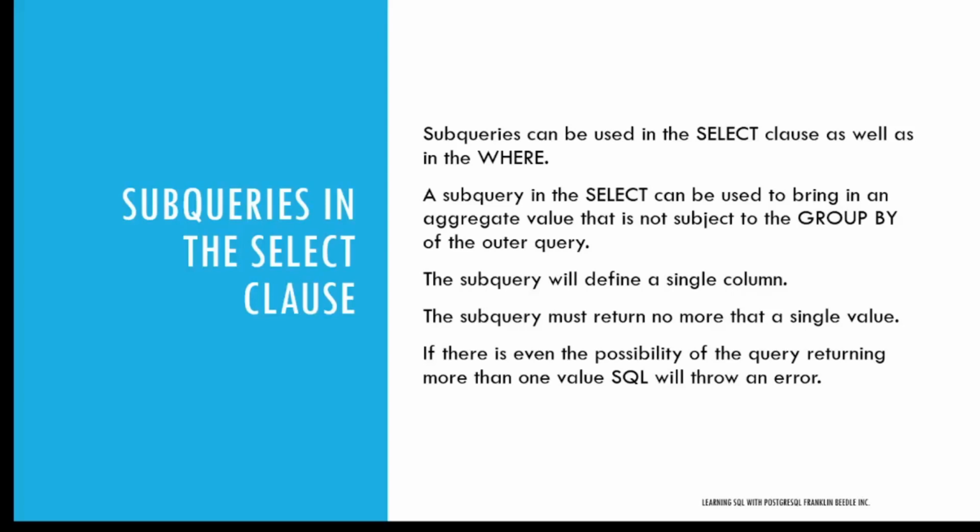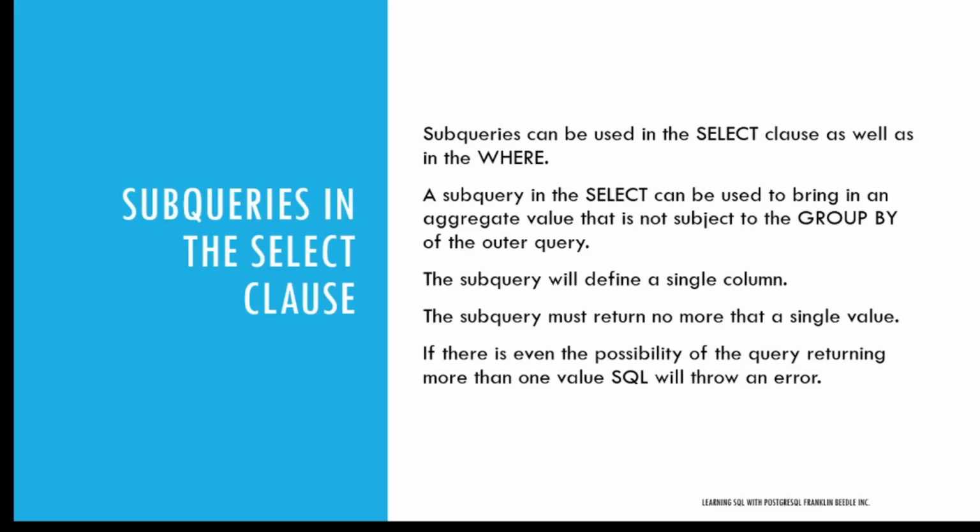So now we'll talk about subqueries in the select clause. This is basically in the list of fields that you have. You can have a subquery that will return a field value. Subqueries can be used in the select clause as well as in the where. A subquery in the select can be used to bring in aggregate values that are not subject to the group by of the outer query. The subquery will define a single column and it must return no more than one value. If there's even the possibility of the query returning more than one value, the SQL will throw an error.